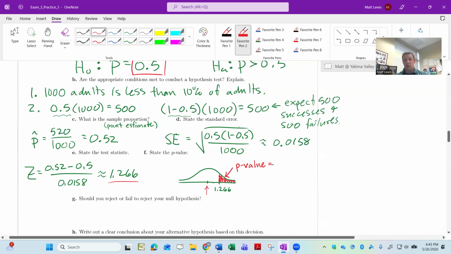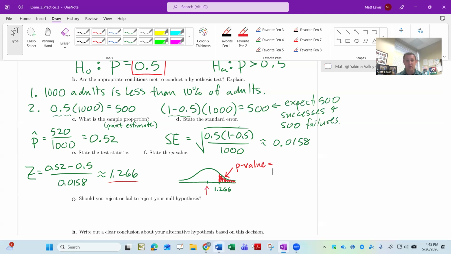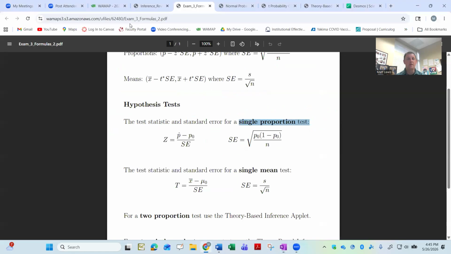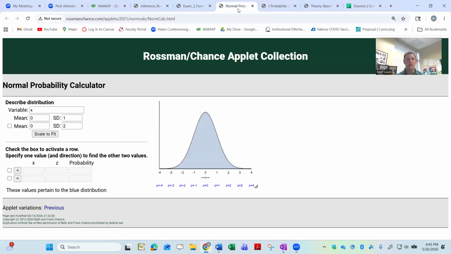So this is where we'll go ahead and pull out our normal probability calculator, right? The normal distribution is what we use for proportions. It goes with z-scores. Let me go ahead and open that one up. And remember, no degrees of freedom here. It's not part of a normal distribution. So we'll shade the correct side, and then we'll put 1.266 for our z. And there we go. We get a probability of 0.1028.